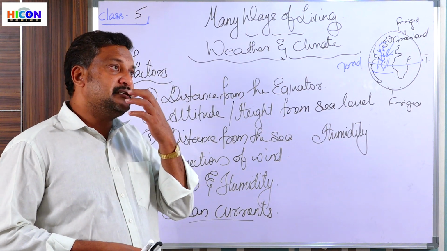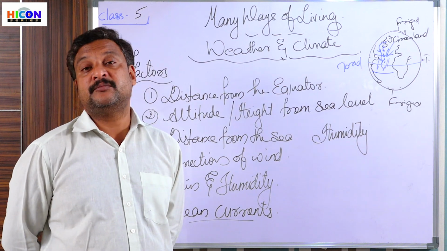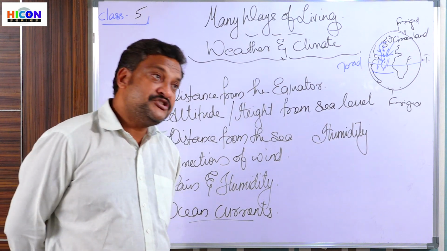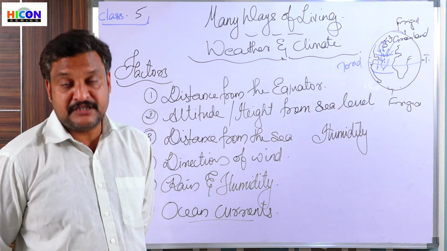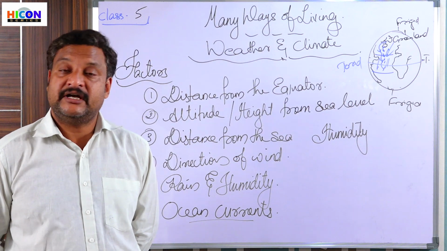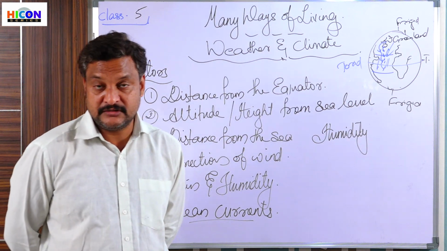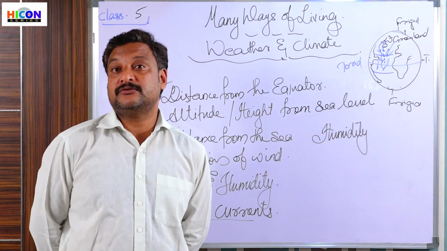So these are the major factors which affect the climate and weather conditions of a region, and these weather conditions actually define the lifestyle of the people over there. When we check, the people who belong to different climatic conditions wear different kinds of clothes. They have different types of food. Then they have different kinds of houses also.